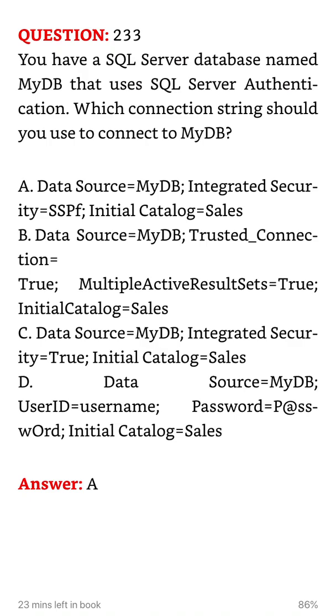Question 233. You have a SQL Server database named MyDB that uses SQL Server authentication. Which connection string should you use to connect to MyDB? Answer is A. Data source equals MyDB, integrated security equals SSPI, initial catalog sales.